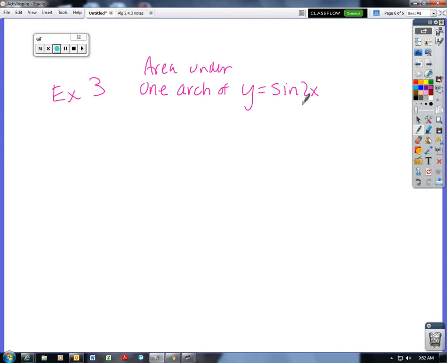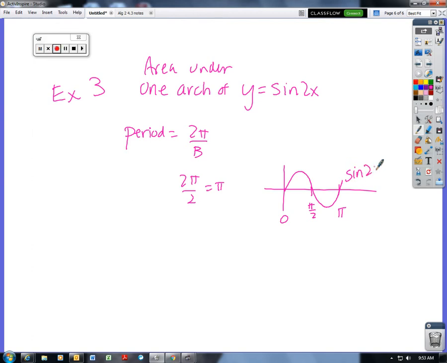So the 2 here affects the period, and one way of doing this is to actually just find the period. The period is 2 pi over b. Well, b is that 2. So 2 pi over 2 is, of course, pi. So that means sine has to complete one entire cycle over a distance of x equals pi. So from 0 to pi, it starts here, it has to go up and down and back to pi. So at pi over 2 is where it's the halfway point. And so sine looks like that. So this would be sine of 2x.